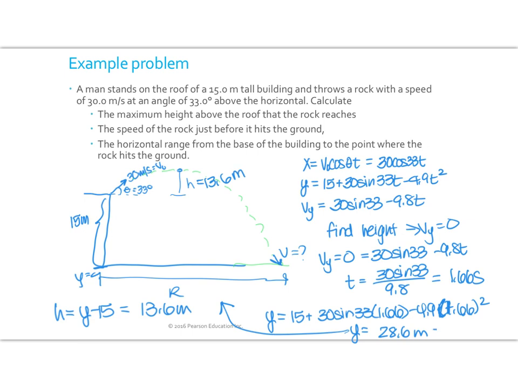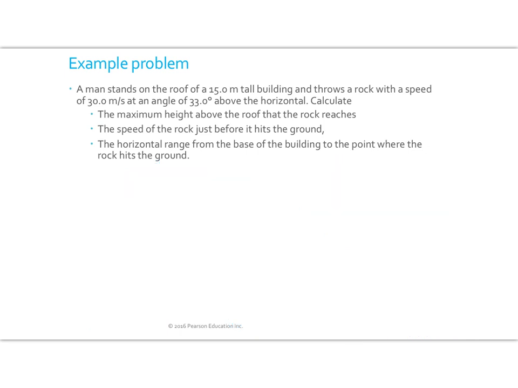And so again, remember that I said that this y is equal to 15 plus h because of my initial y position. And so I had to subtract the 15 to find that maximum height. Now let's find the speed of the rock just before it hits the ground and the horizontal range. Both of these mean that I need to find the time of flight. And so I need to find the amount of time it's in the air.